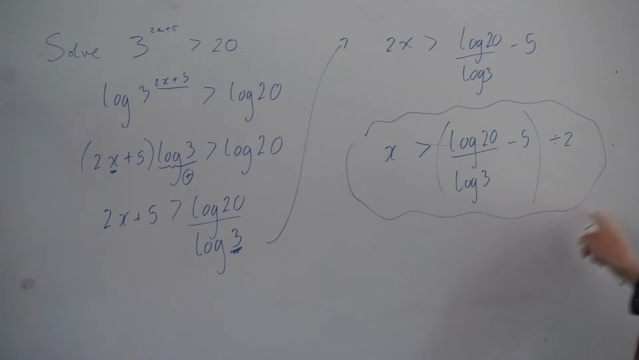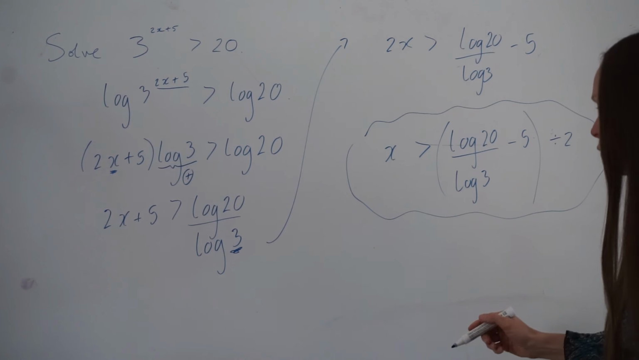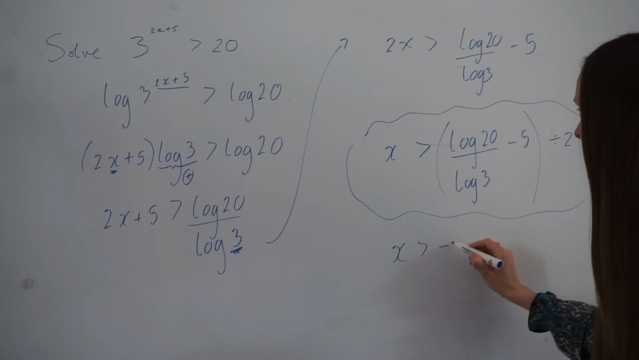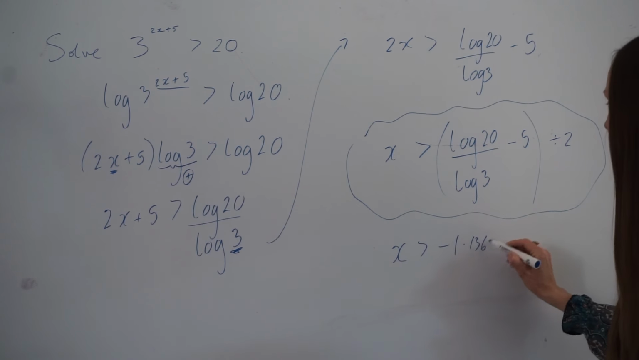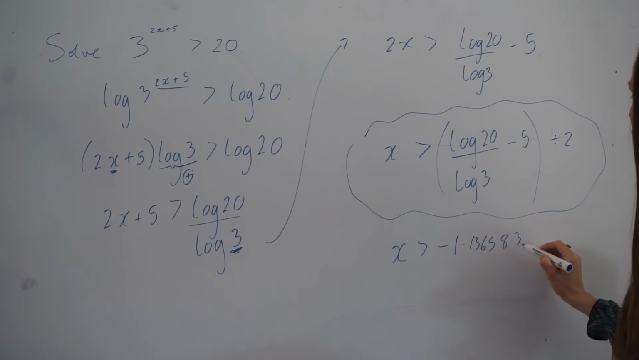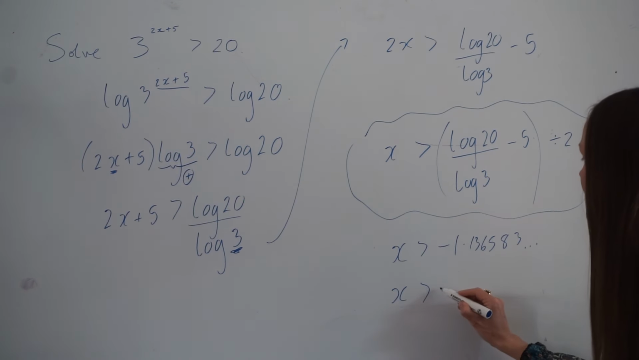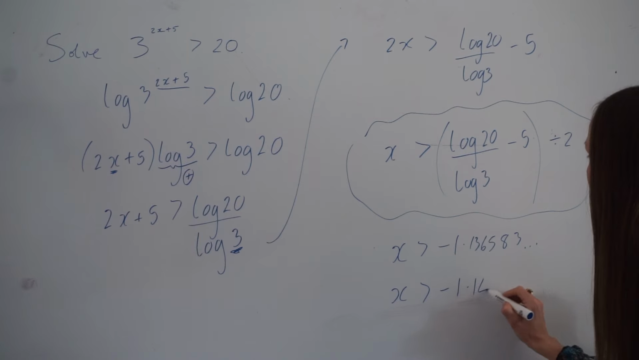So if you put that all into the calculator, you should find that you get x is greater than negative 1.136583. So if it asks you for 3 significant figures, you would round it to x is greater than negative 1.14. There we go.